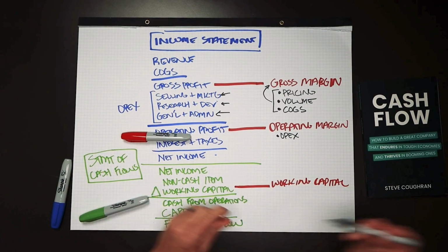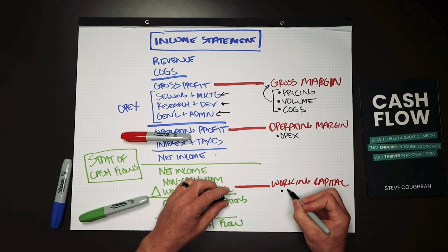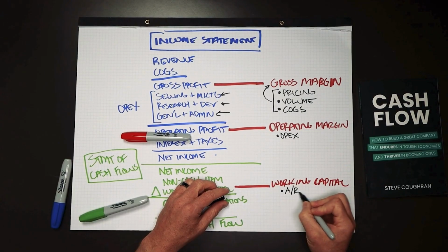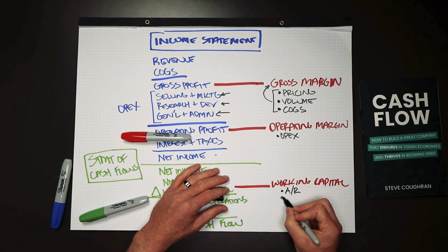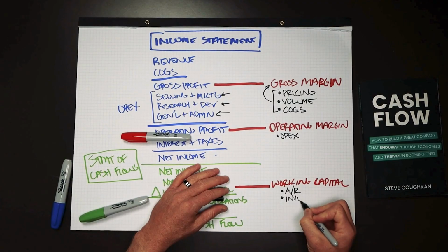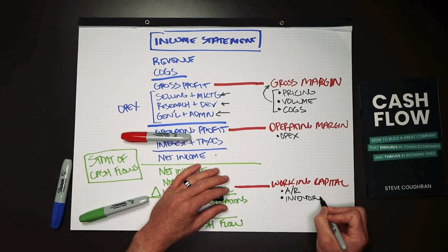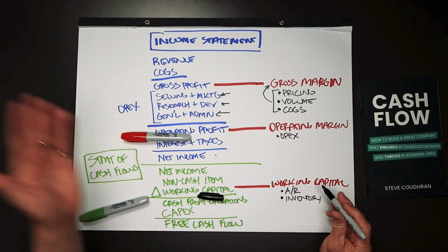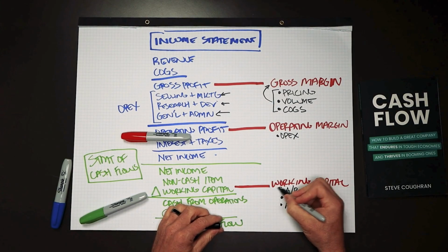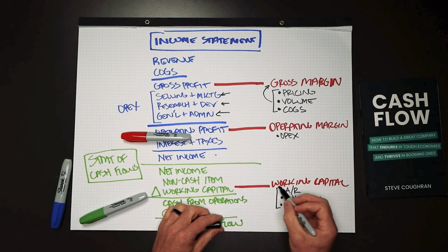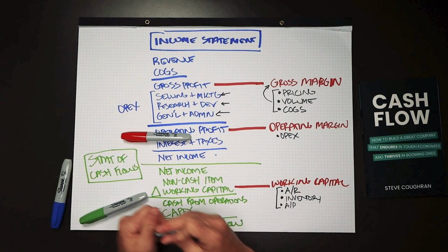Now, the three big levers to pull are going to be your accounts receivable, in other words, how fast you get paid from your customers and how well you manage that. Your inventory and how fast you're able to turn that and not overinvest in that. And your accounts payable, which is how much money you owe your vendors and how you pay your vendors. All right, so these are the three main levers that you can pull to influence working capital.